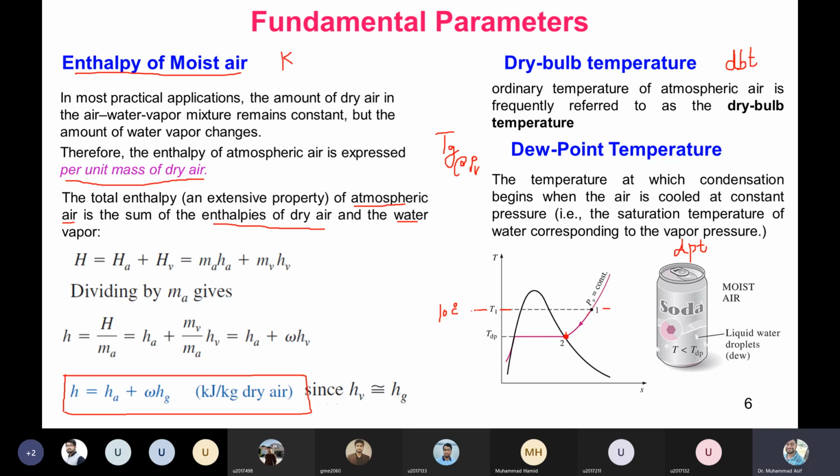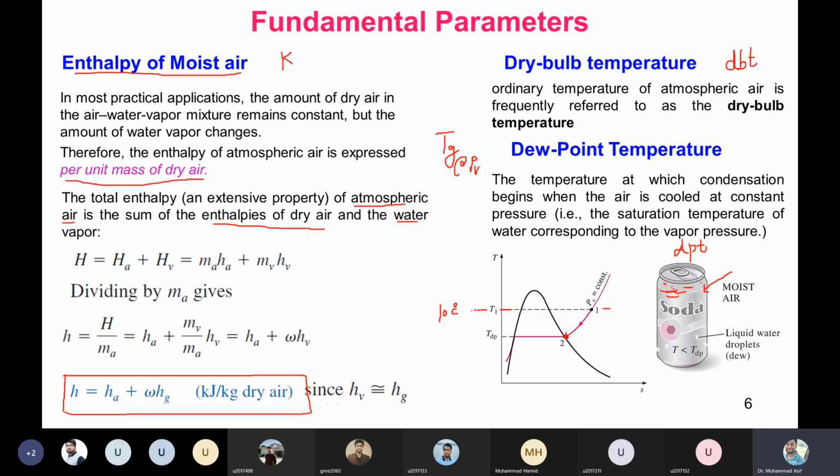Dew point temperature is also observed in the case of a cold drink. I mean, when the outside air, which is called the atmospheric air, or the moist air, comes in contact with the surface of that tin, then if the surface temperature of that can is lower than the dew point temperature of the air, the vapors present in the moisture will be condensed, and you can see here the water droplets, right?